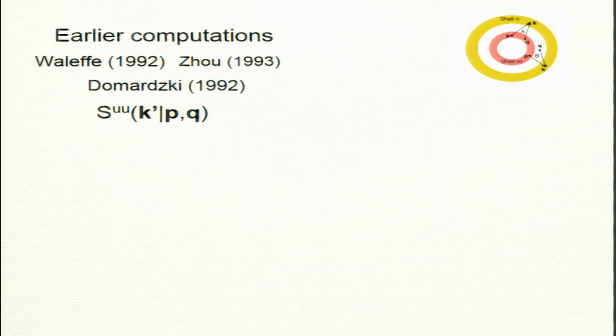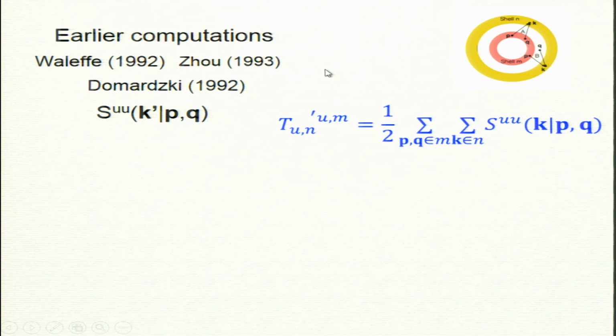So, I will give you some examples where people did try to compute with the Craig-Lang formula. These are names Waleffe, Zoe, Domaradzki, and they give a formula of this sort: half S^U(K|P,Q), with P and Q both lying in M, and K lying in N. Now, will it give you the correct answer? What will it give you? You can see the smaller picture here, P and Q lying within M, P lying here and Q lying there.